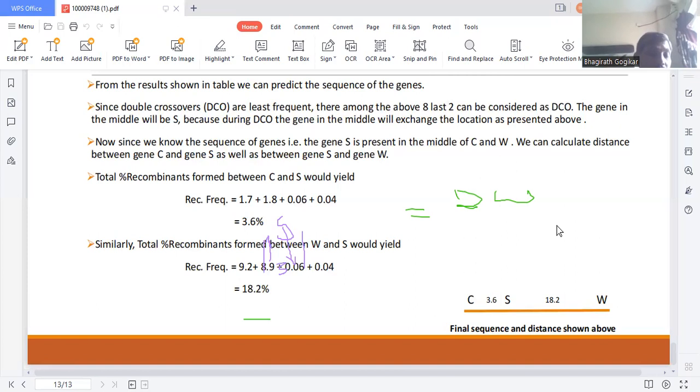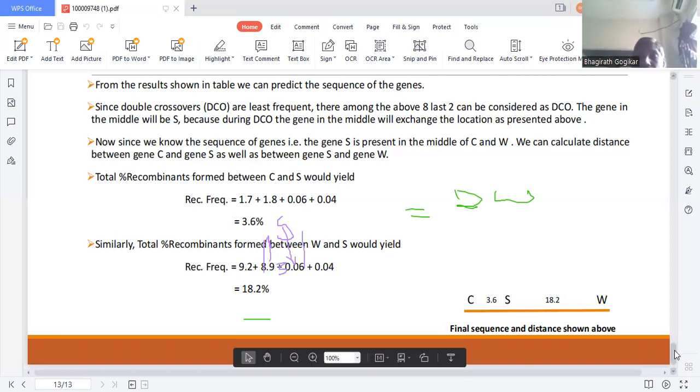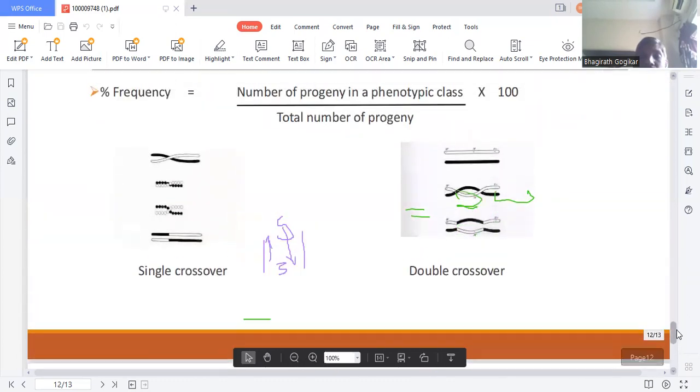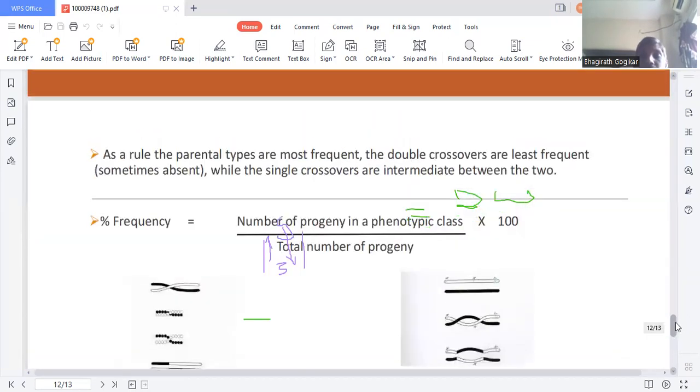Another formula is coincidence. Coincidence is the actual number of double crossovers divided by the expected number of double crossovers. So these are the formulas generally used in the construction of genetical maps. The 3-point test cross and 2-point test cross are very, very important.